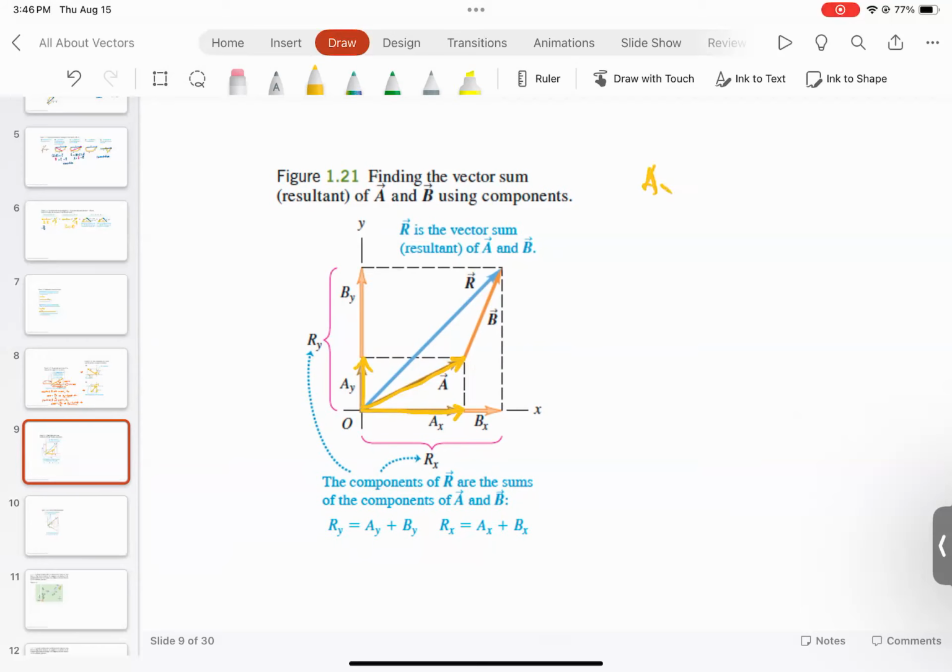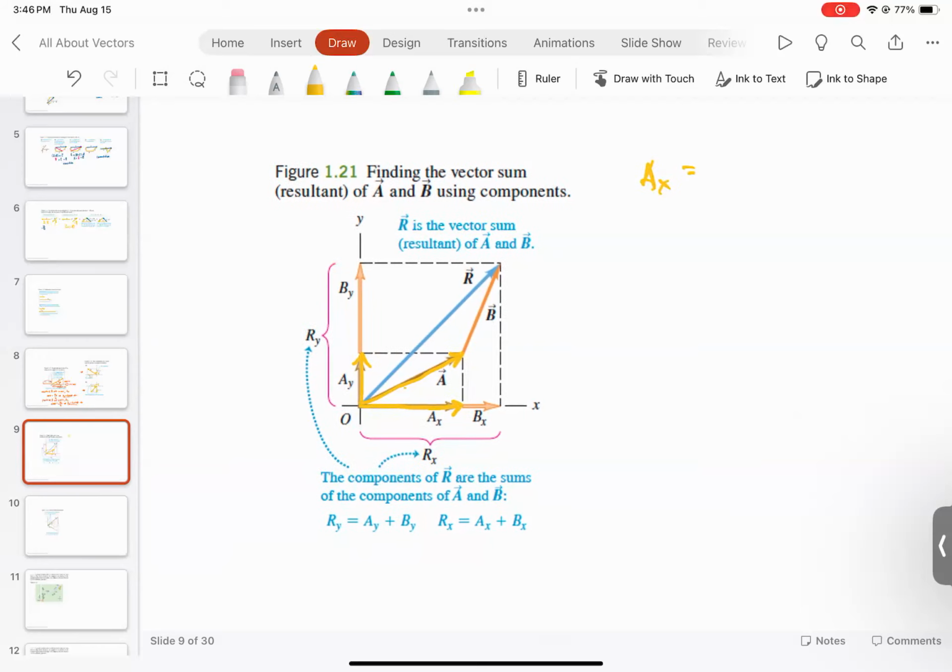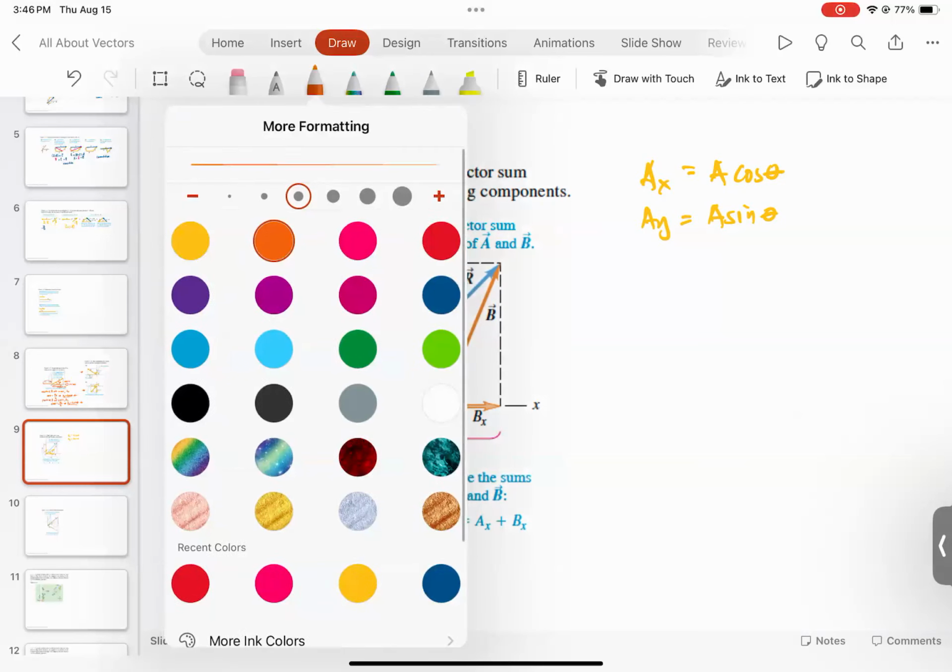Remember na ang component ng A, if this is angle theta, along the x-axis ay A cosine theta. And along the y-axis, it's A sine theta. So this length here is A cosine theta. And this length here is A sine theta. Then, idudugtong natin yung vector B.